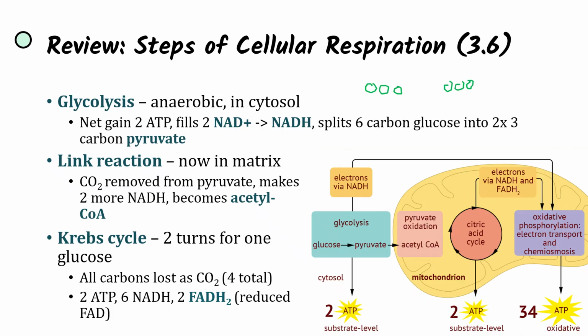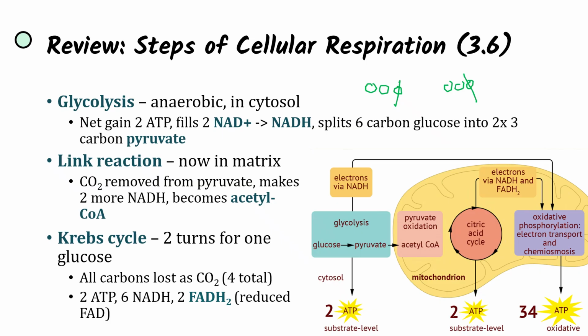And now we've moved into the mitochondrial matrix, and we're going to perform what's called the link reaction. A carbon dioxide is going to be removed from each pyruvate, so there we go, 1 carbon gone from each, and this is going to be exhaled. 2 more NADH are going to be created, and now we have 2 acetyl coenzyme A's.